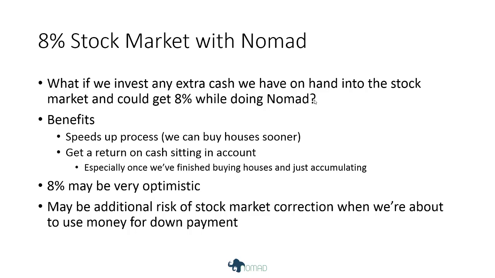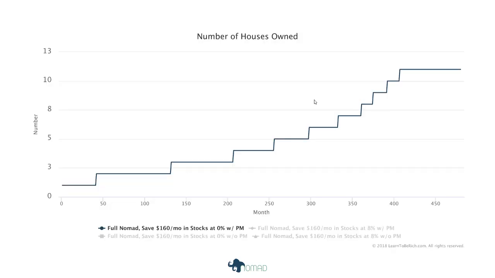Again, it speeds up the process. We could buy houses sooner. We get a return on the cash we have sitting in the account, especially once we finish buying houses. And 8%, again, might be very optimistic. I think it is. And there may be additional risk of a stock market correction when we're about to buy our next property. So this is the plan from before, 0%.